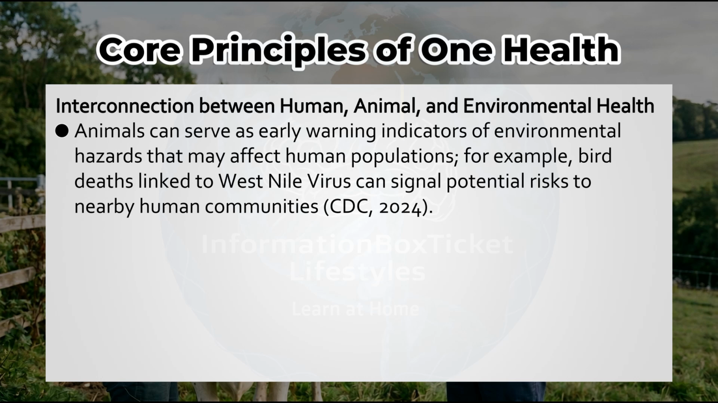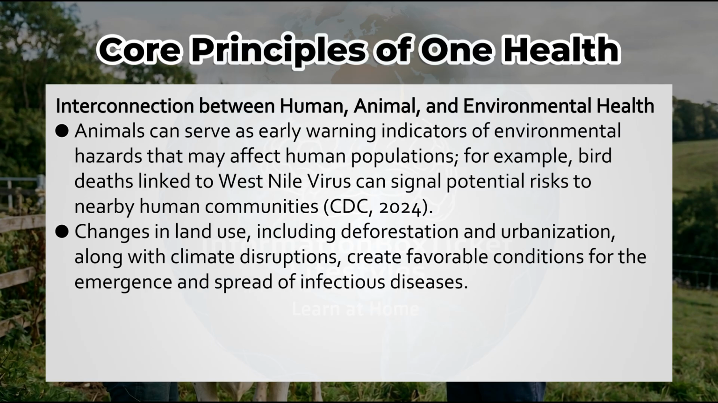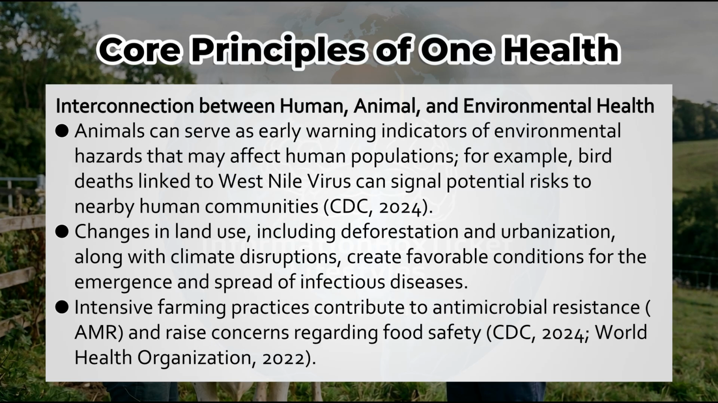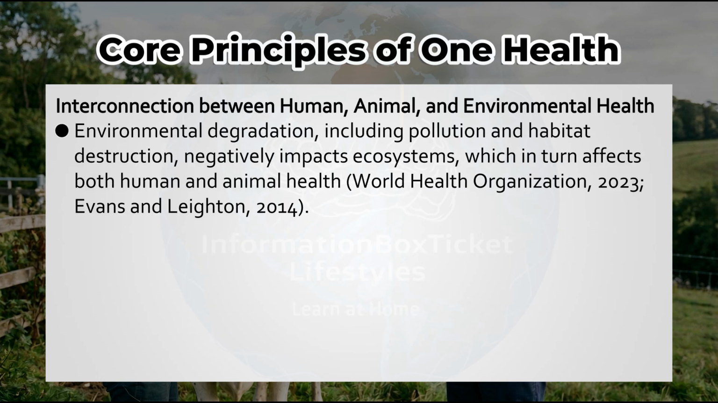Animals can serve as early warning indicators of environmental hazards that may affect human populations. For example, bird deaths linked to West Nile virus can signal potential risks to nearby human communities. Changes in land use, including deforestation and urbanization, along with climate disruptions, create favorable conditions for the emergence and spread of infectious diseases. Intensive farming practices contribute to antimicrobial resistance, AMR, and raise concerns regarding food safety. Environmental degradation, including pollution and habitat destruction, negatively impacts ecosystems, which in turn affects both human and animal health.